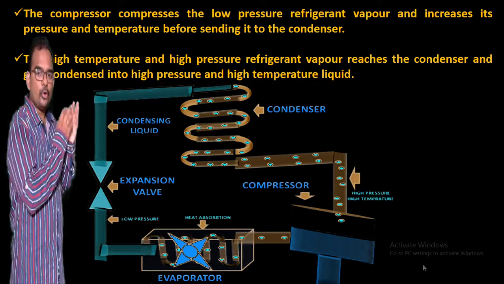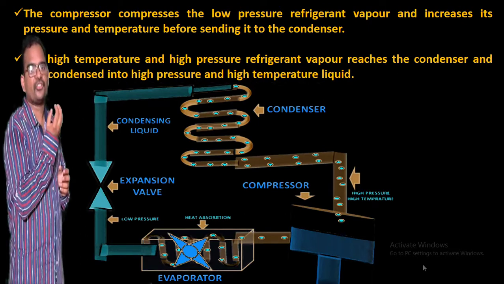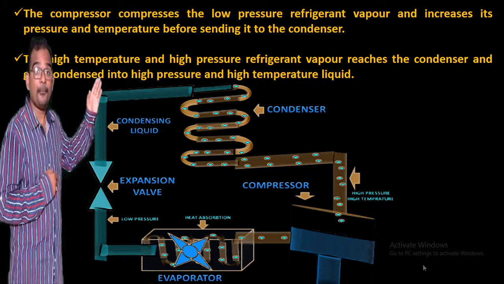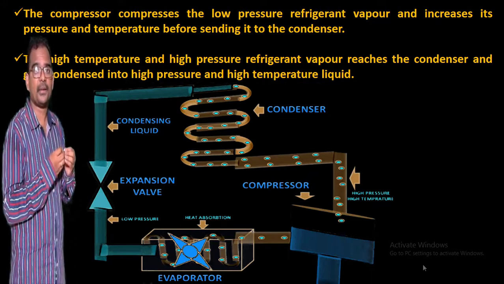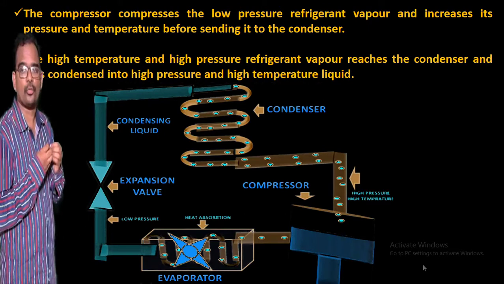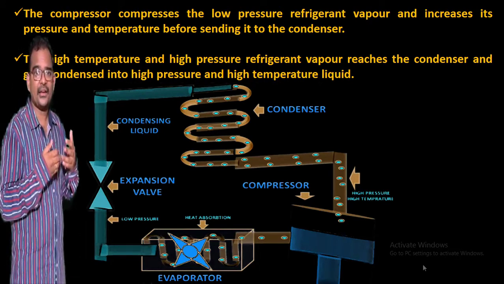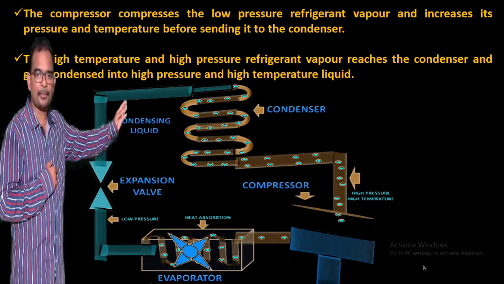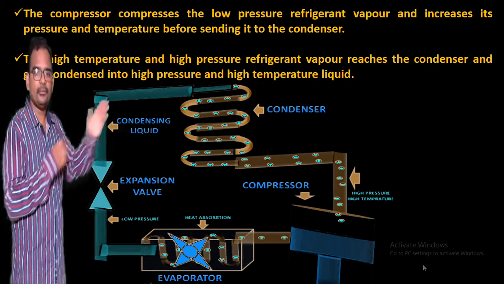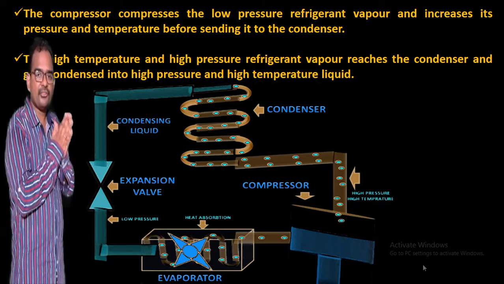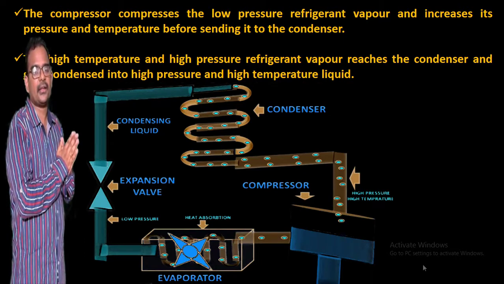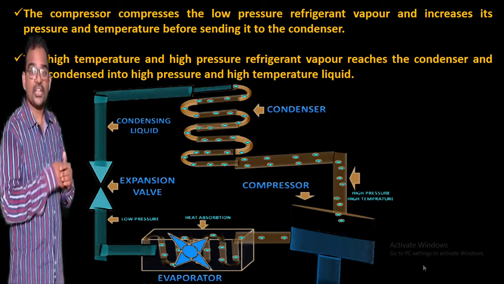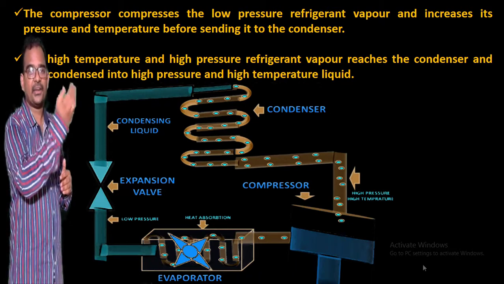Right. Now, low pressure and low temperature refrigerant is taken in a compressor initially. And then the compressor compresses this low pressure and low temperature refrigerant gas or vapor and increases its pressure and temperature before sending it to the condenser. And what is the purpose of this compressor in the air conditioning unit? It will just compress the refrigerant vapor which is there at low pressure and low temperature. And because of this compression, the refrigerant vapor will turn into a high pressure and high temperature vapor.